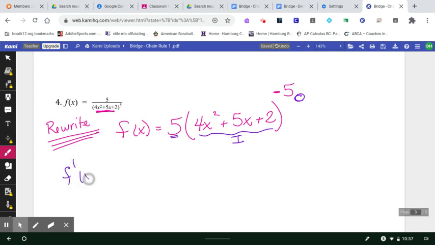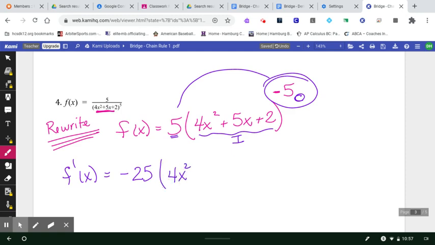So f prime of x: derive the outside, start on the outside, so bring that down. You can do that in your head. That's negative 25. Keep the inside. Don't forget to subtract 1, so that's going to get you a negative 6, times the derivative of the inside. So now go to your inner function here and derive each piece. 4x squared becomes 8x. 5x is linear, so plus 5. 2 is a constant, so that becomes a 0.